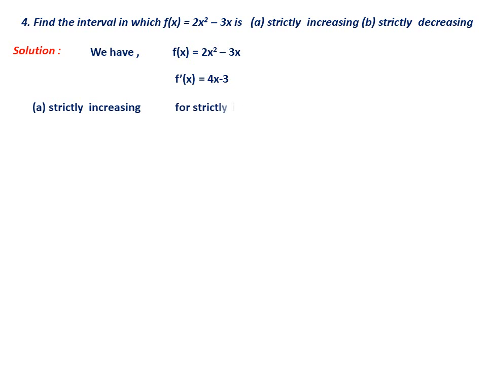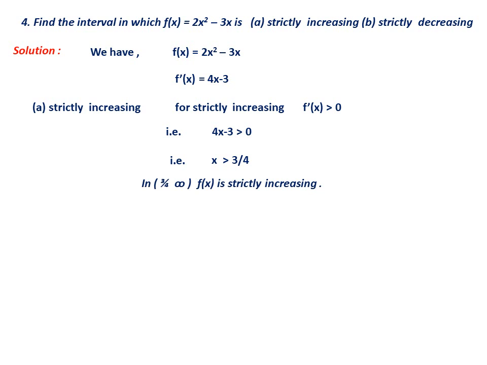Strictly increasing, what is the condition? For strictly increasing function, f dash x should be positive. This implies 4x minus 3 should be positive. This implies x should be more than 3 by 4. Of course, you can write it in the interval form, that is x belonging to 3 by 4 to infinity.